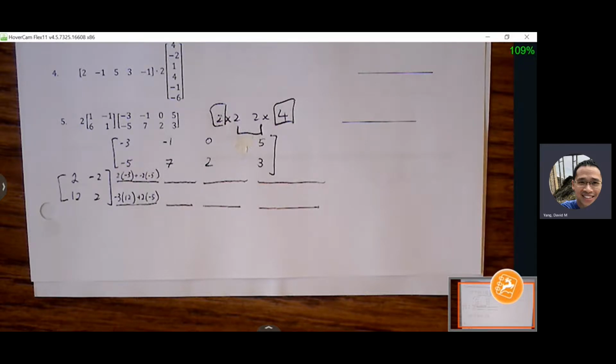You see how this is first row, second column? So you're going to be using these numbers to get the rest of the space. So it's going to go from left to right on the bottom. So 2 times -1 and -2 times 7. Thank you. So it should get you -16. Okay, thank you.